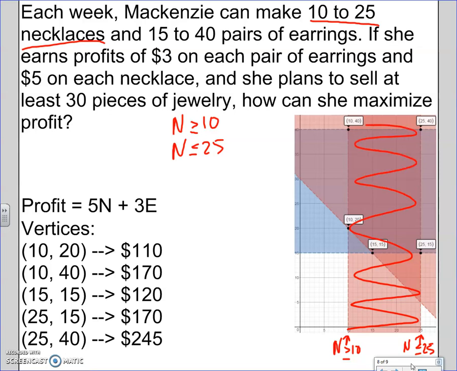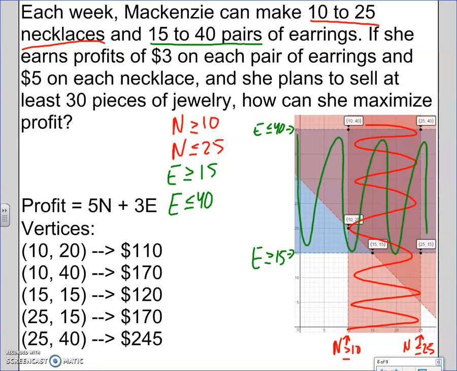Then she has the next condition, 15 to 40 earrings. So earrings has to be greater than or equal to 15, and also less than or equal to 40. Here's my e-axis, so this line right here is e. That's 15. And then here's e less than or equal to 40. But it has to be between those two, that's why we have this. So right now, just focus on the overlap, this box.